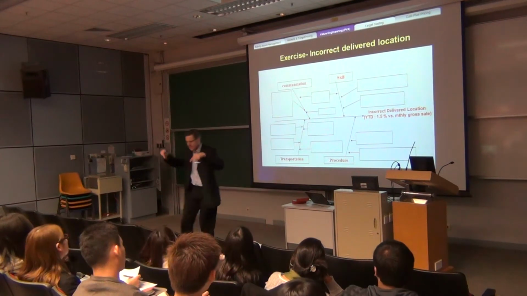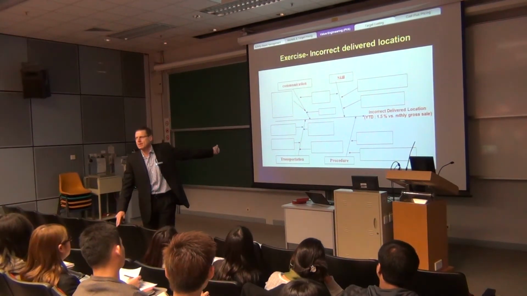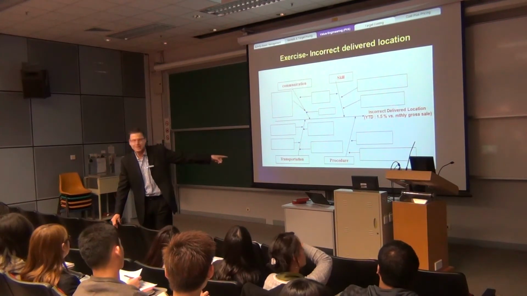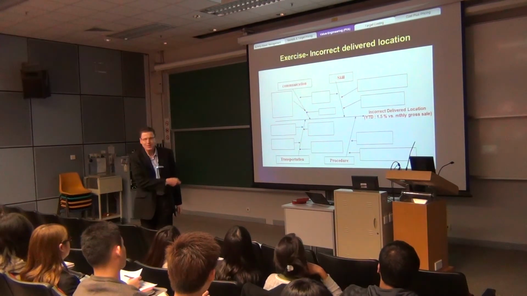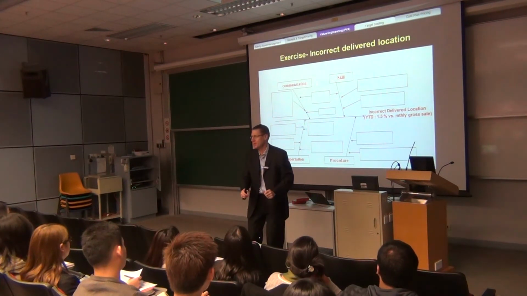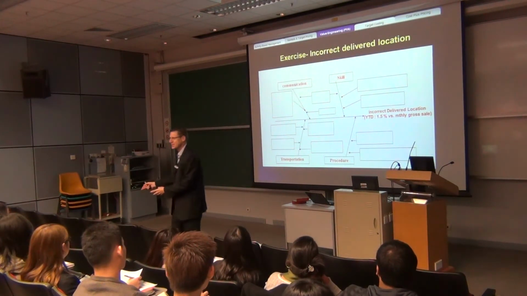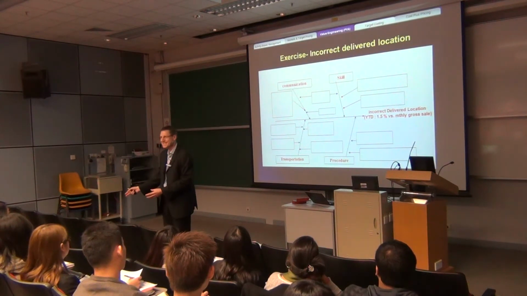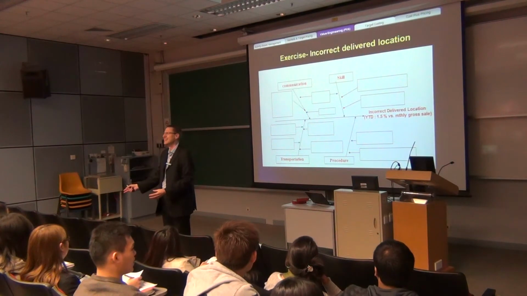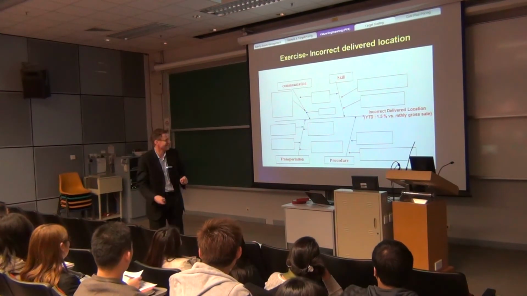This is real. Seriously. How many of you know Nestle? Yes. Okay. They had this problem. Incorrect delivered location. They put the chocolate or the produce in trucks in Hong Kong and the trucks would go to the wrong location. It happened. It's true. How many of you got lost in Hong Kong? Anyone? Only the international students. All right? Seriously.